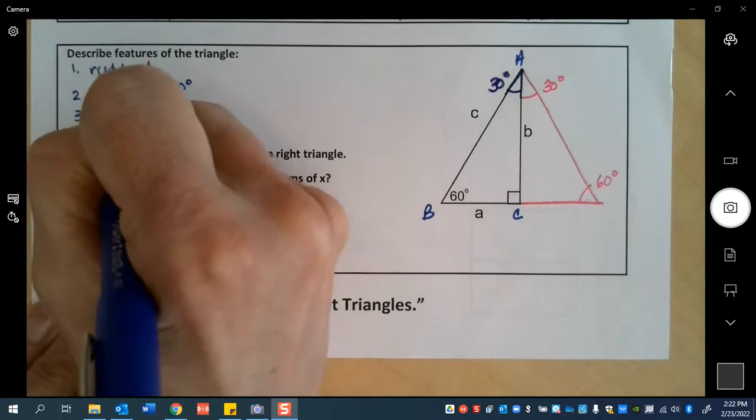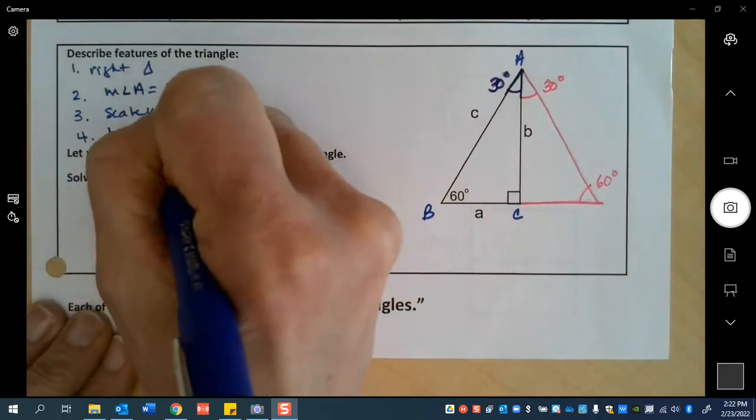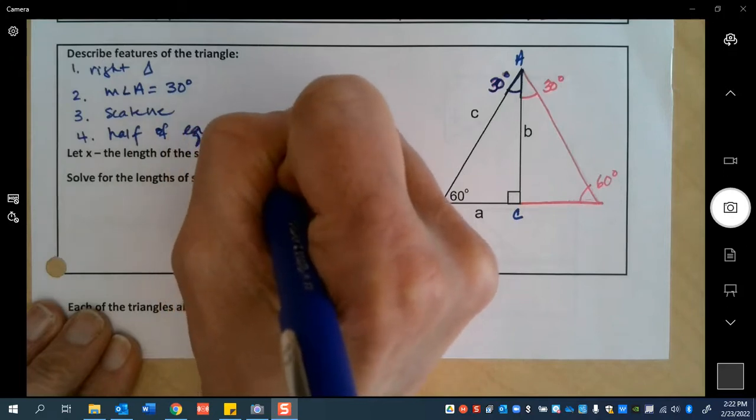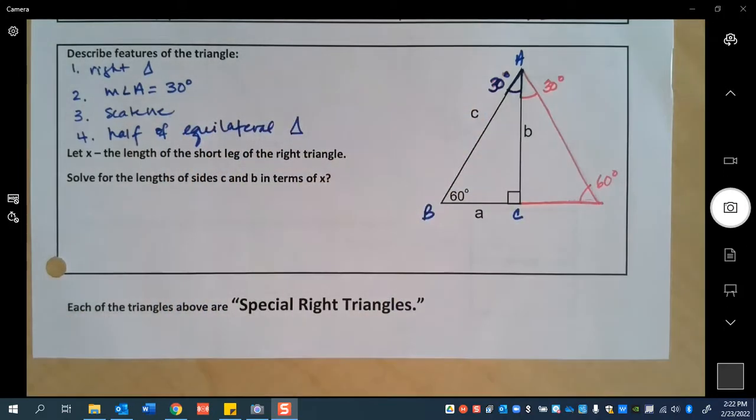So interesting conversation here. When we're talking about this triangle, I just want you to talk about what's in your notes in black, but understanding how it's half of this equilateral triangle helps us understand one of the pretty cool relationships that we're about to understand.